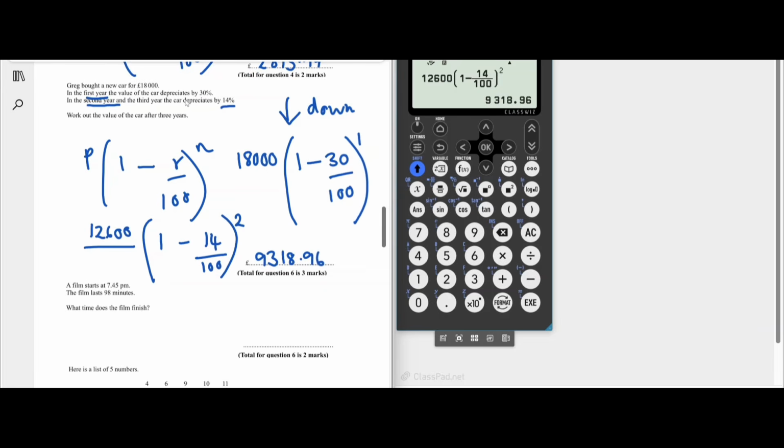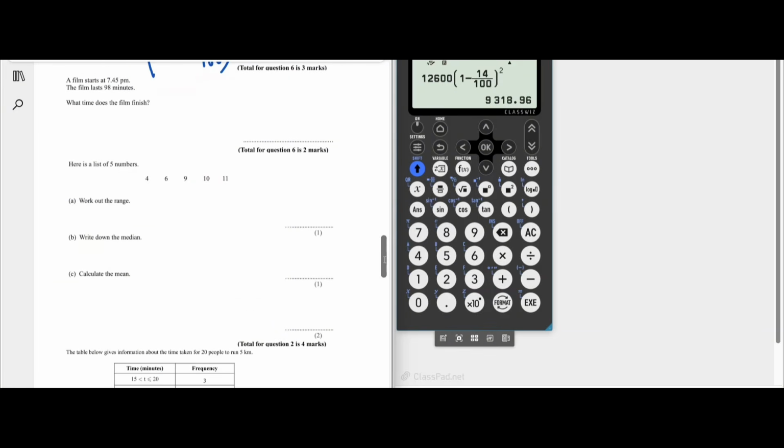Really common with depreciation and compound interest questions when there's different amounts from year to year. So you have to work out the first year and then use that new amount. Really common mistake that people make. They stick with the 18,000. You must use the new amount. So a couple of tricks for you there and things to watch out for.